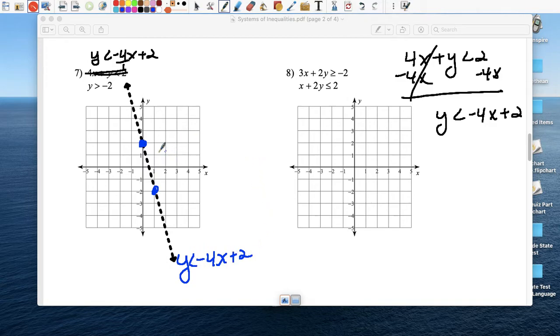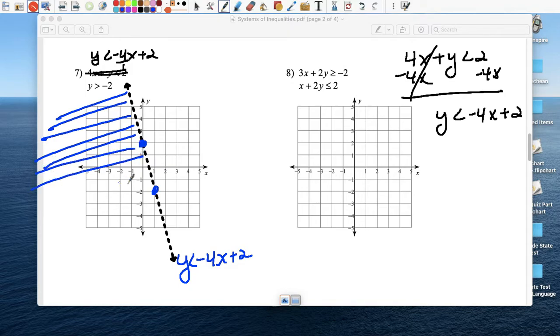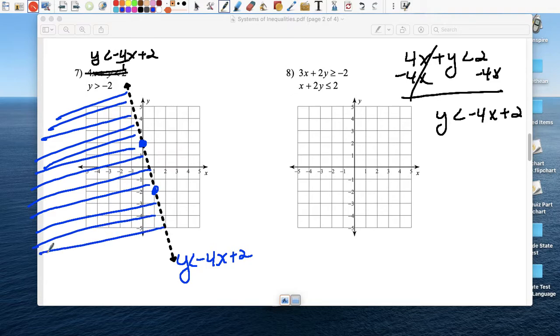Do we want this side or this side of the line? So left side or right side of the line. This is less than. So if I pick 0, 0, I get 0 less than 2. Is that true? Yes, it is. So because 0, 0 works, everything on this side where 0, 0 also resides works. So all these points on this side of the line, except the points on the line, make that inequality true.